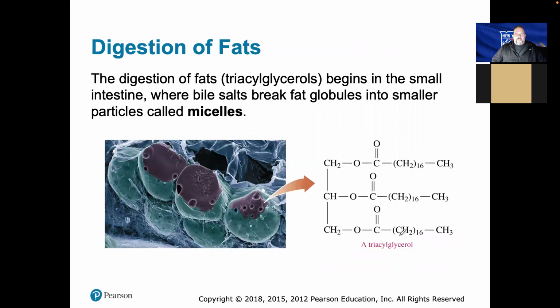Okay. Digestion of fats. So the digestion of fats, which of course are your triacylglycerols, begins in the small intestine, where bile salts break fat globules into small particles called micelles.